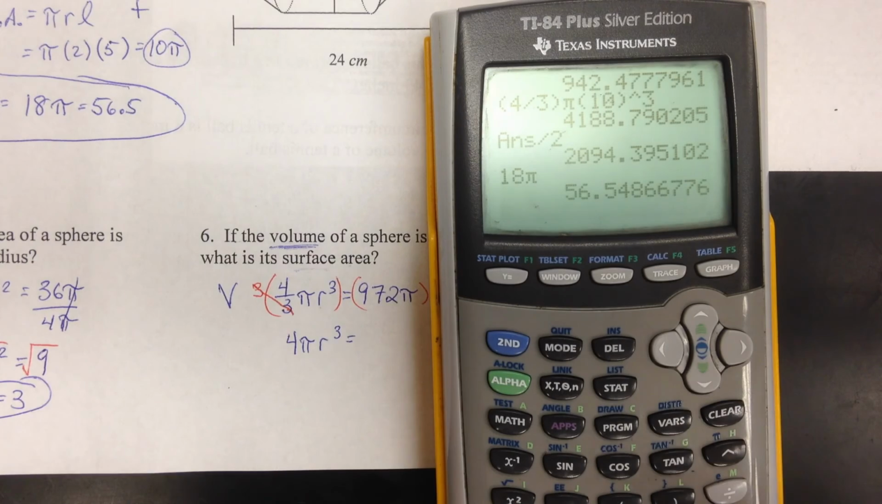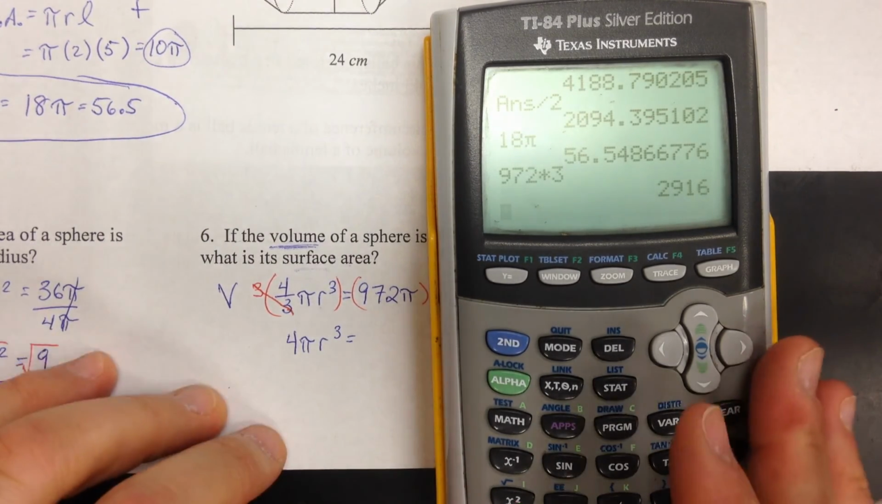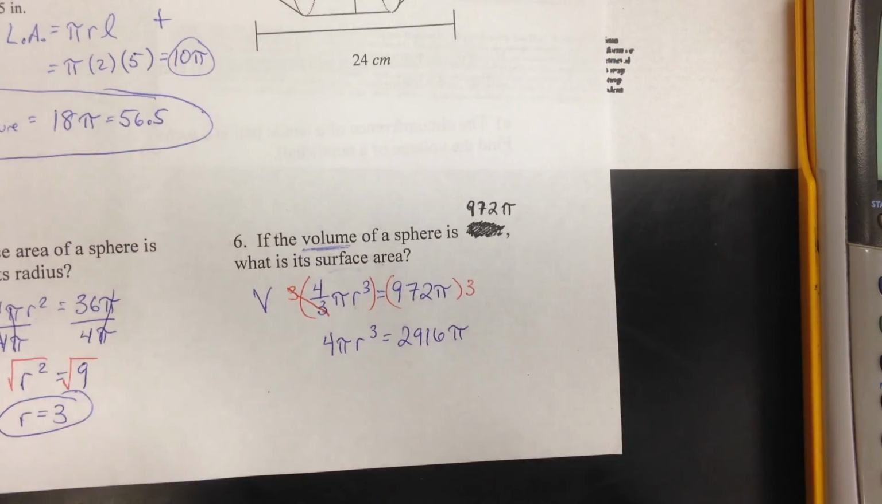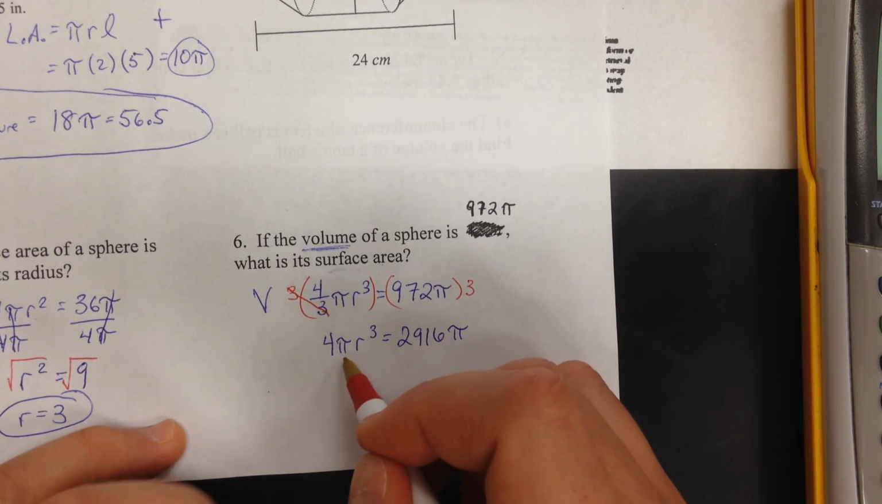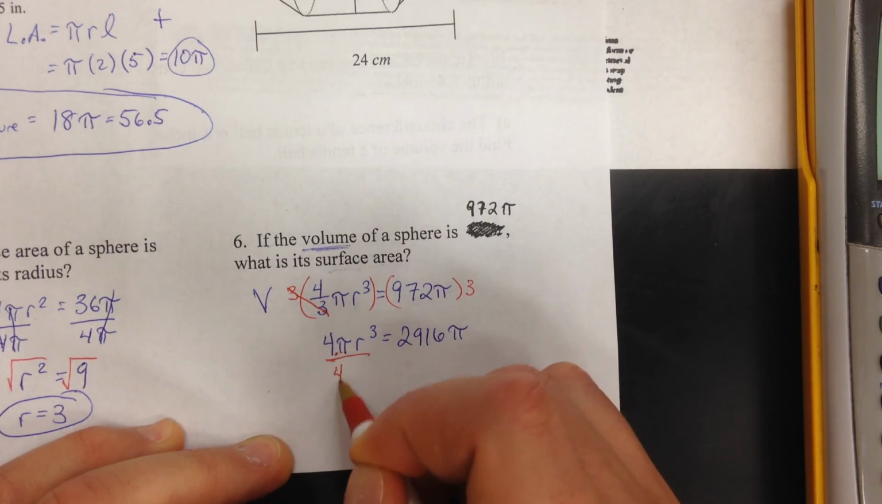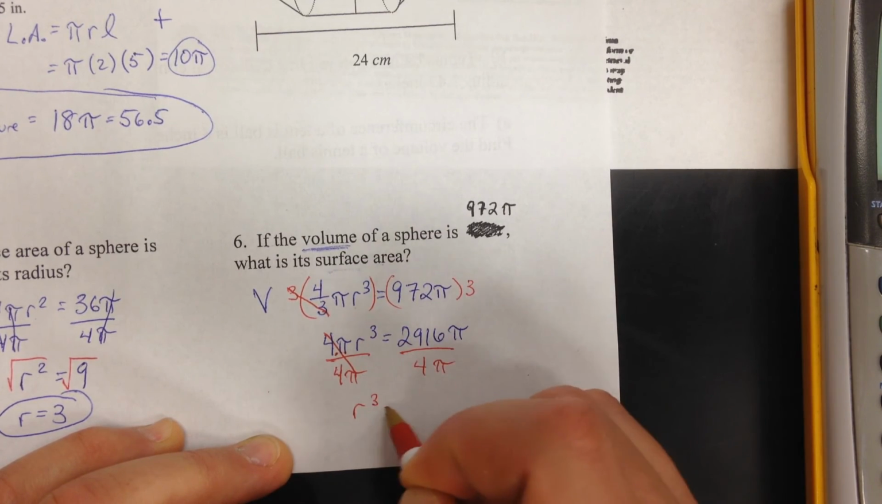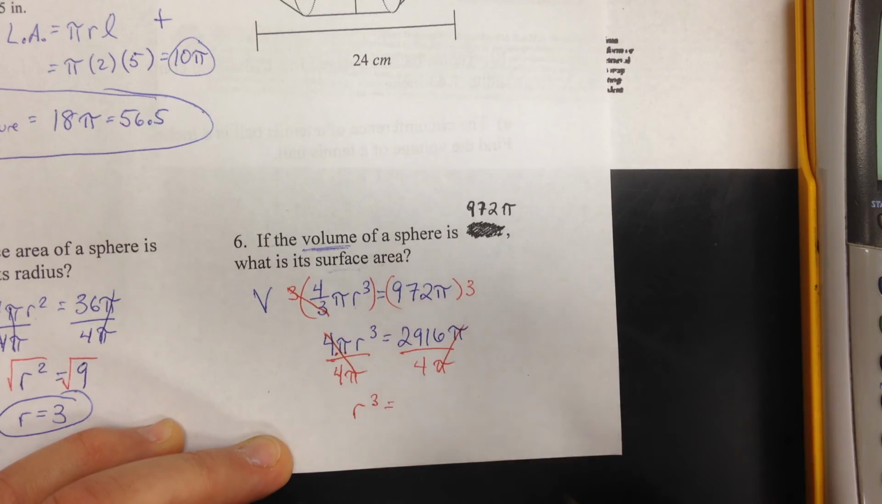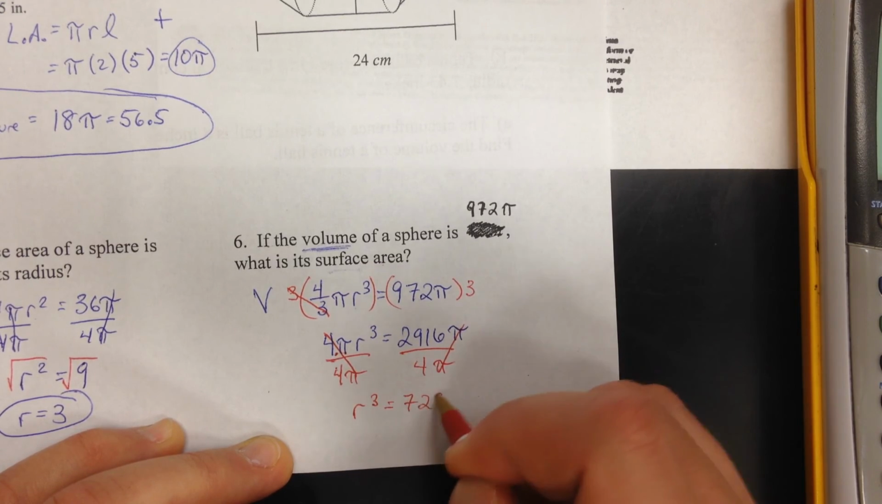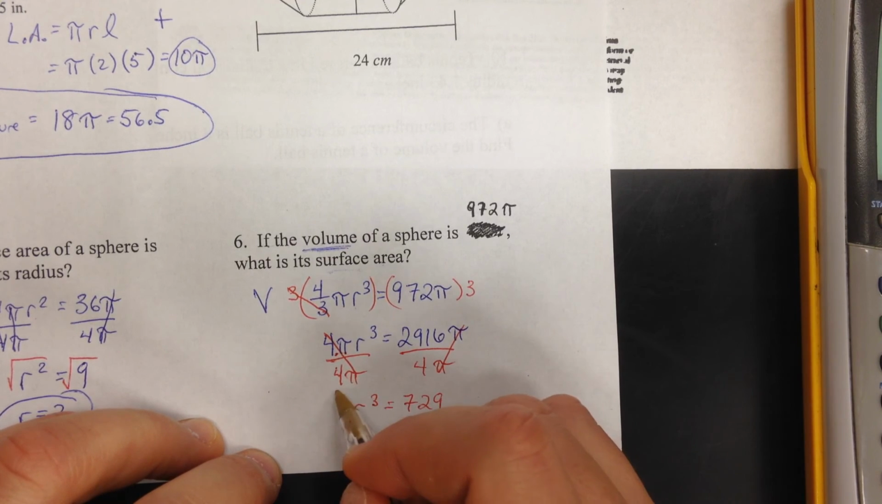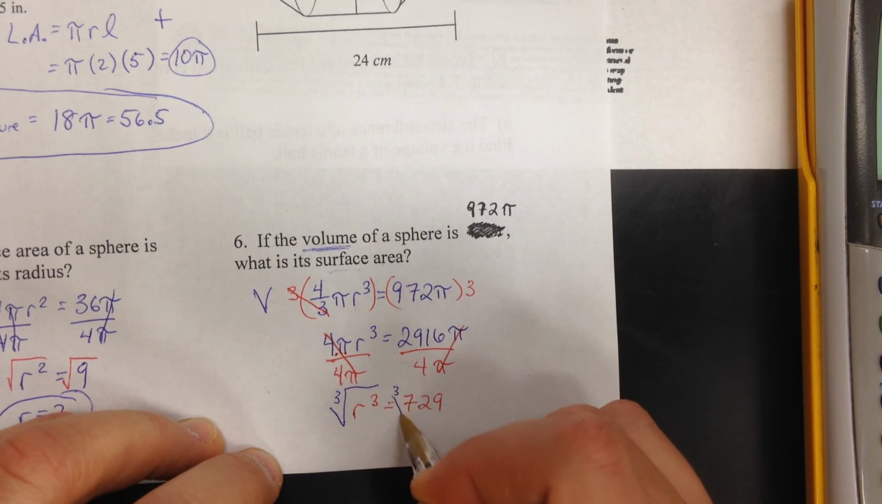This is a case where you do not want to do the decimal. Let's keep this in terms of the pi. So that's 2,916 pi. Okay, now 4 pi times r cubed. Let's divide by 4 pi. And what we get is r to the third equals 2,916 divided by 4 is 729. Okay, so to solve this, to undo a cube, we have to take the cube root of both sides.